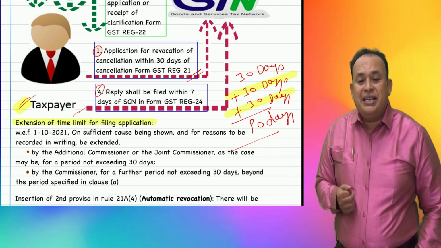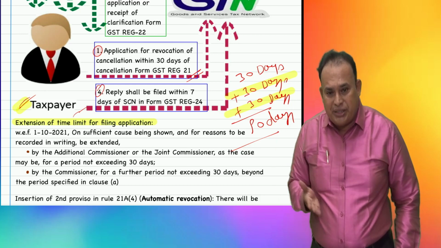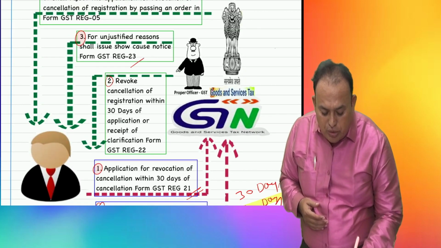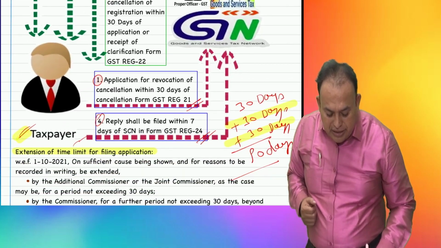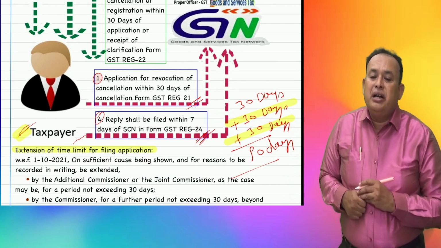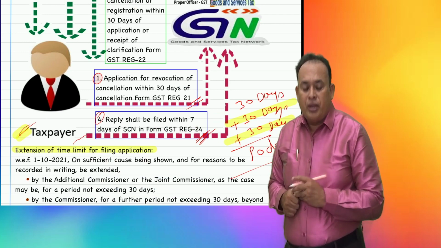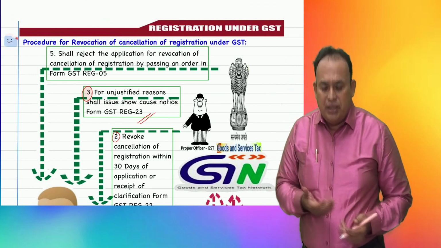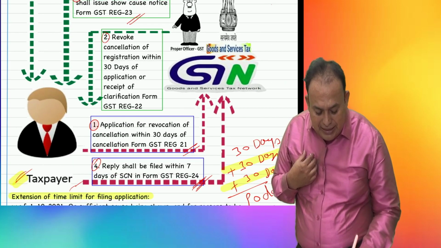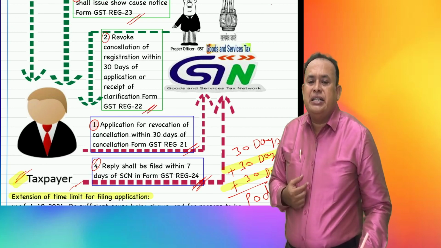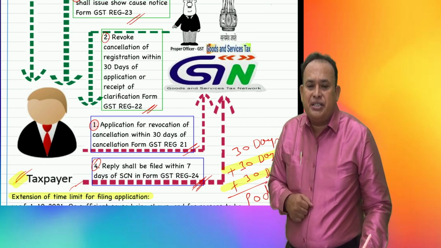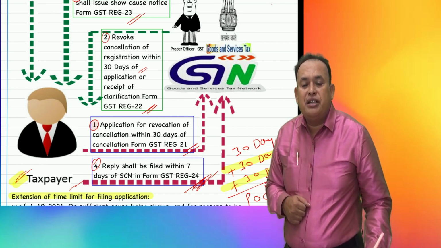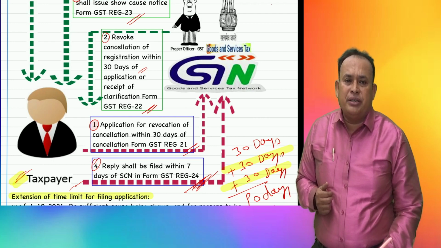Reply shall be filed within 7 days of receipt of the show cause notice. Reply should be in the form GST REG 24. To the form GST REG 23 show cause notice, reply in form GST REG 24 within 7 days of receipt of the notice. Further, the department may be satisfied or may reject. If they are satisfied, they will issue form GST REG 22 revoking the cancellation within 30 days of receipt of your reply, and pass the revocation order.